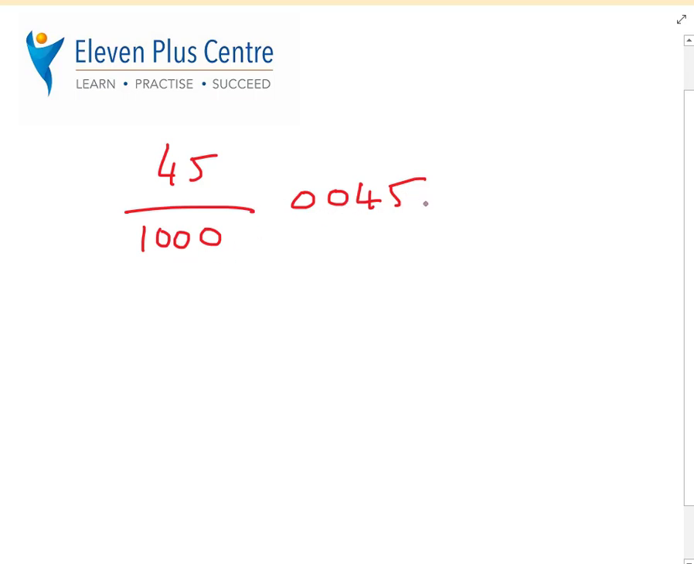And then our invisible decimal point is here. How many zeros were there? 1, 2, 3. So we move it 3 spaces backwards. 1, 2, 3. Okay, let's do another one.